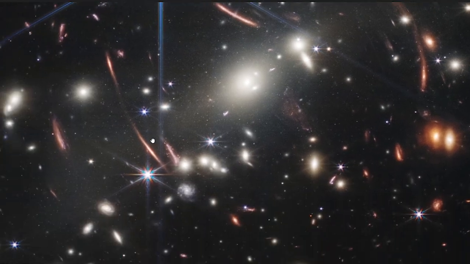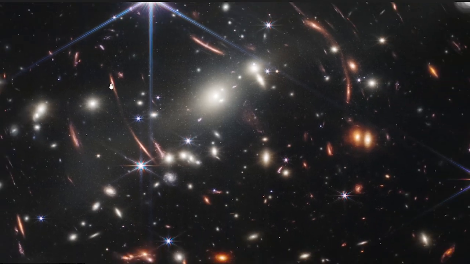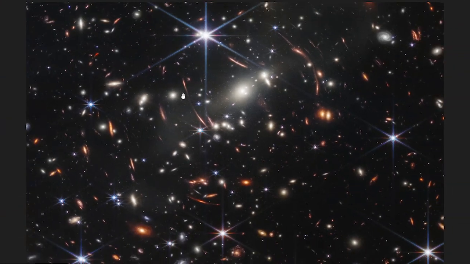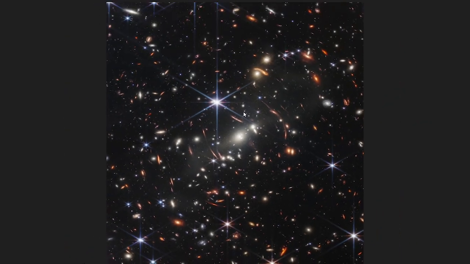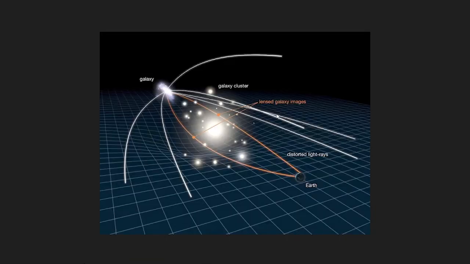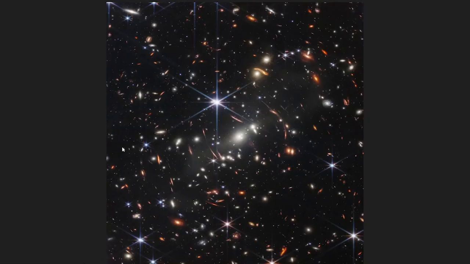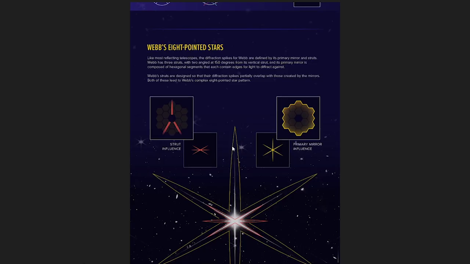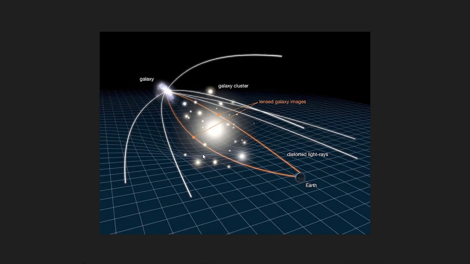Sometimes it looks like it is probably the same galaxy which is seen multiple times, and the galaxies seem to be stretched in some weird directions. This is actually called gravitational lensing. So what happens is that the galaxy cluster here is very, very massive. This big galactic cluster actually bends space itself.